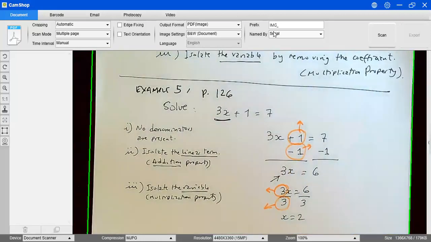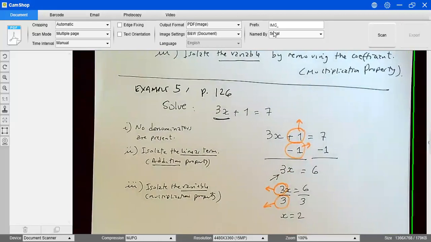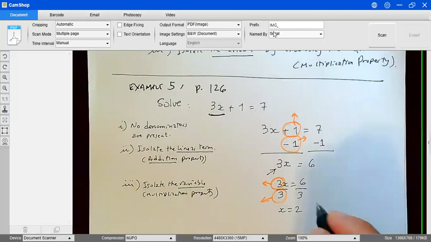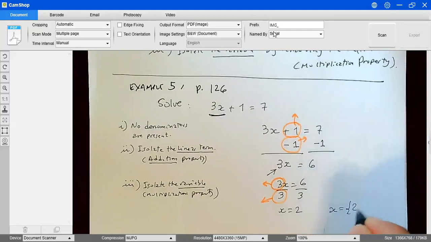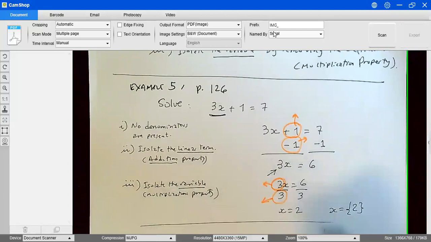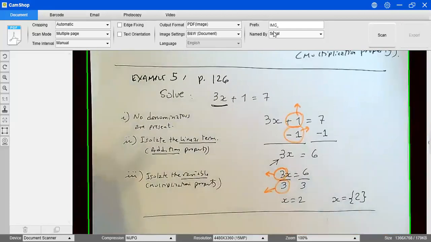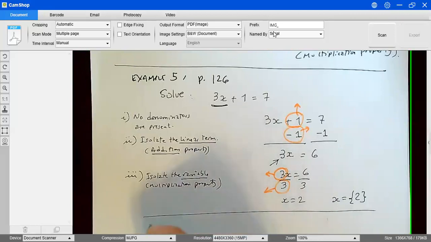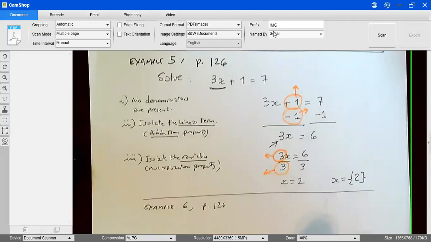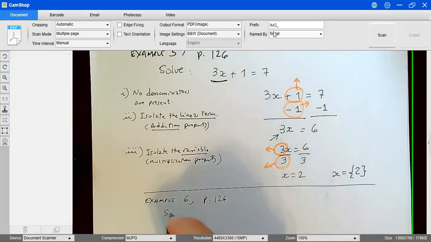So that's the solution. Remember, you need to check your solution. We're not going to spend time on verifying the solution. You have to do it by yourself. You're going to find that x equals 2 is the solution for this equation. Now we're going to work example 6. Example 6 is on page 126.